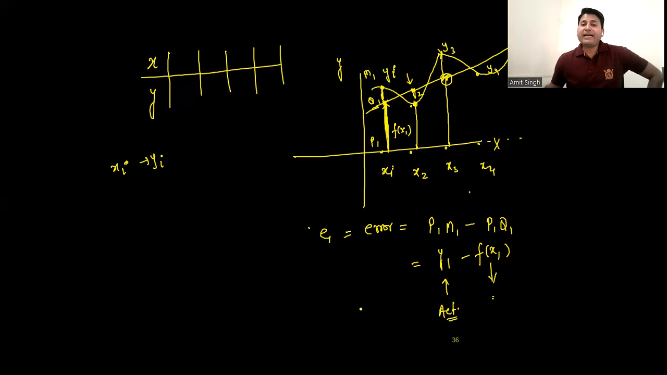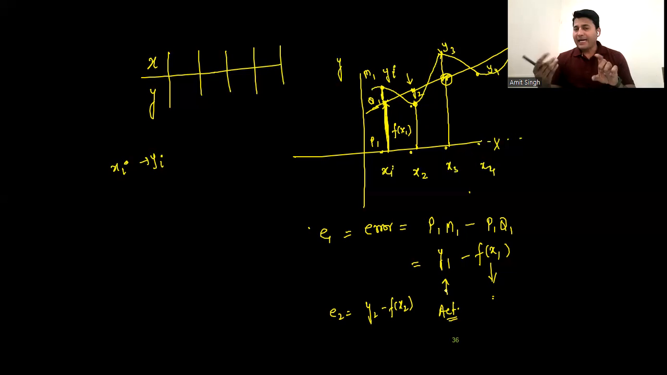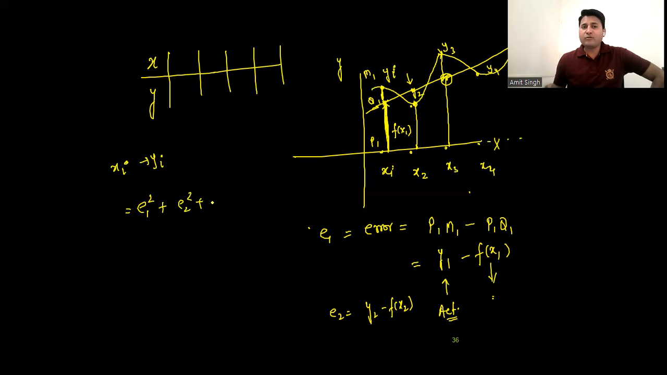In the same manner, we can find the error in the second step. So the error E2 comes out as y2 minus f of x2. One more thing you can see: in the first step, the error is positive. In the second step, the error is negative. That is, whenever the actual curve is below the trend line, the error will be negative, and on the other hand, the error will be positive. So now to make them uniform, I am going to take the square of all the errors, E1 square, E2 square, and so on.